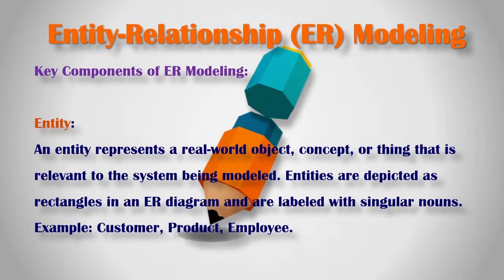Key components of ER modeling. Entity. An entity represents a real-world object, concept, or thing that is relevant to the system being modeled. Entities are depicted as rectangles in an ER diagram and are labeled with singular nouns. Example: customer, product, employee.